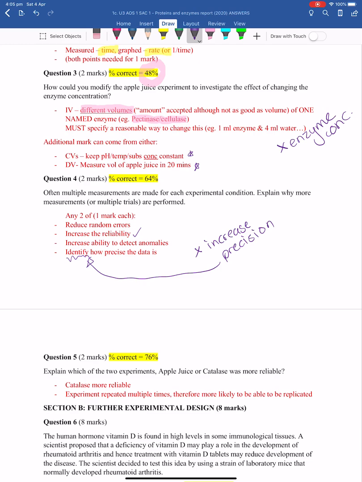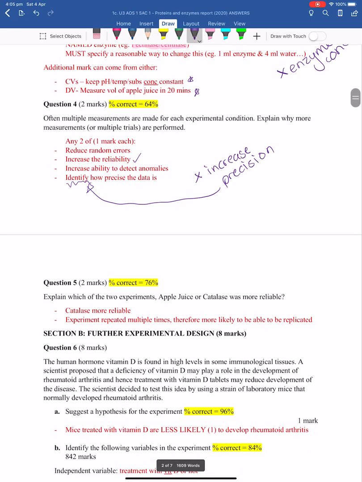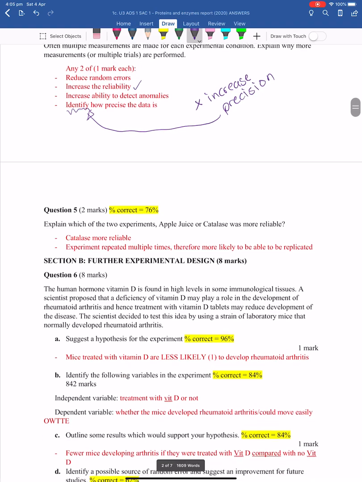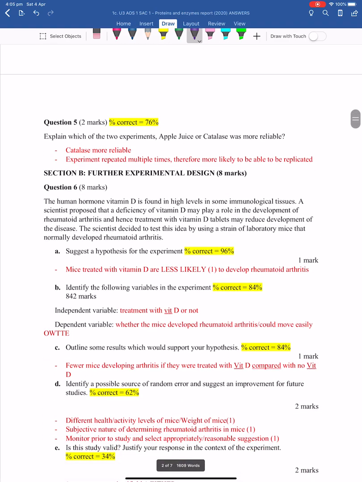If you said it increased the reliability and precision, I'd give you 1 mark. If you said it reduced random errors and increased the reliability and increased precision, I'd give you 2 marks. I'm happy to go through that with anyone that needs me to, because there were lots of different choices that you girls wrote down. Question number 5, we had 76% correct.